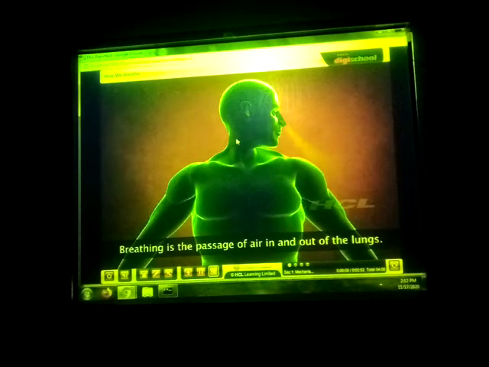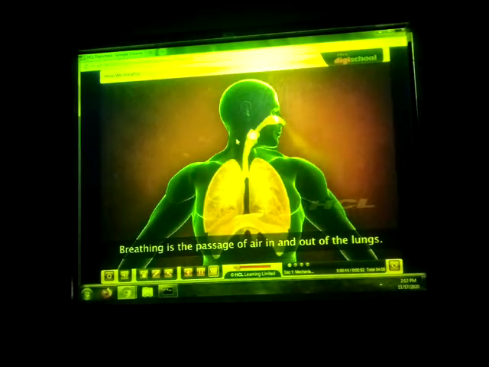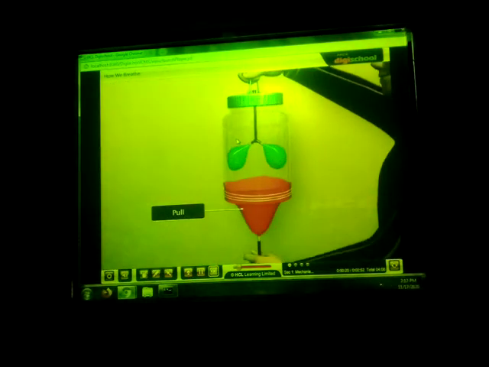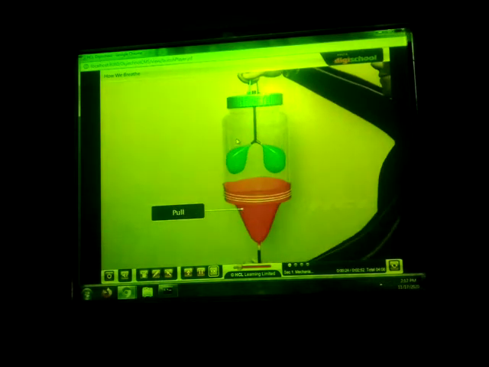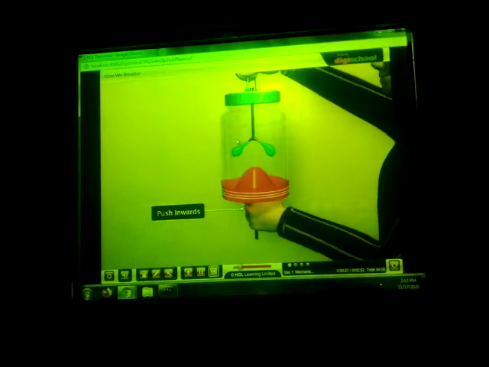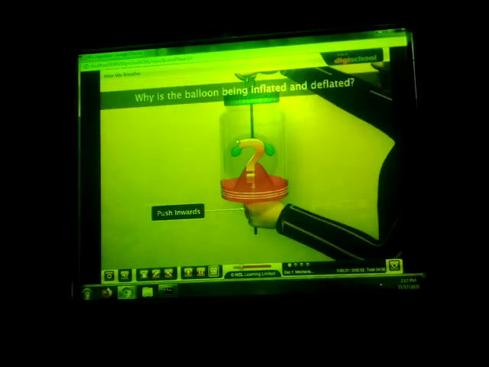Breathing is the mechanical process which results in the passage of air in and out of the lungs. Let's learn how our respiratory system carries out the process of breathing. Before that, observe this experiment. Why are the balloons inside the bottle being inflated and deflated?